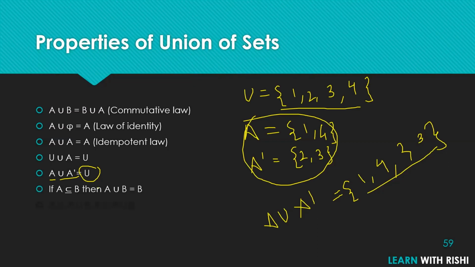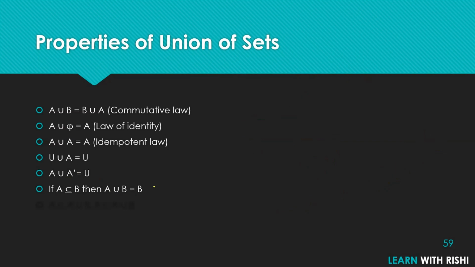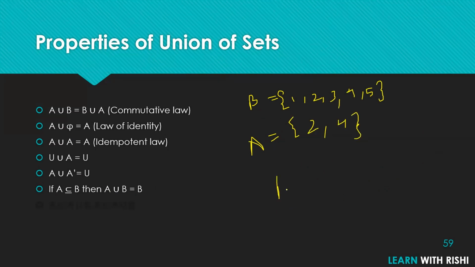If A is a subset of B, then A union B is equal to B. Let us see this with an example. A is a subset of B. So my set B consists of elements, for example, 1, 2, 3, 4, 5. These are my 5 elements in set B. And my set A is 2, 4. Now I can say that A is a subset of B because all elements in A are present in B. Both the elements in A are present in B, so I can say A is a subset of B.